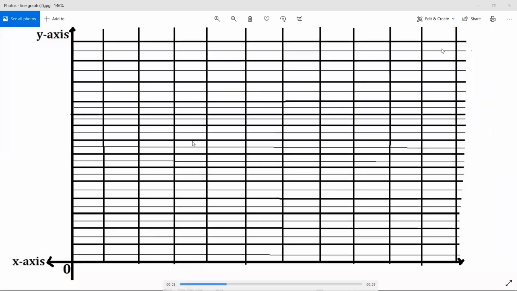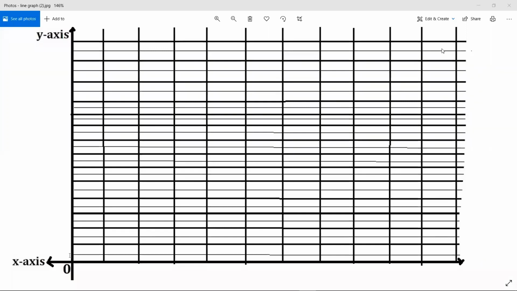Now we have our graph board. We are going to represent the data that you wrote by using a bar graph here. So without wasting time, let's stick to the scale that we chose. The scale that we chose is 2 centimeters to 2 units.